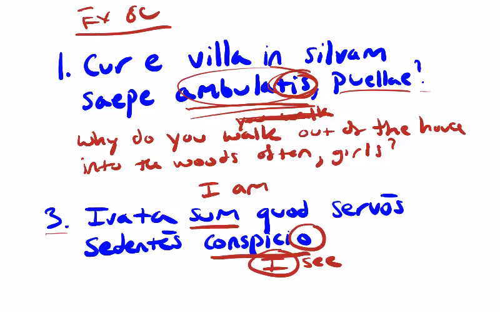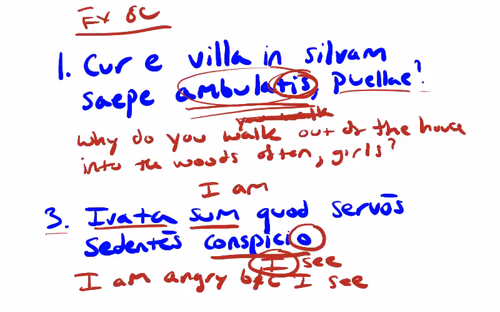So if I take a look at number 3, I'll start with my first verb, which is sum, which we'll learn a little bit more about tomorrow. So that would mean I am. Now I need something to be, and how about irata? I am angry. Quod, because, right? So, because. Now I would need another verb. I need a reason to be angry, and I have conspicio. And instead of looking for a subject, because I have the o at the end, I can just say I, because I see. And now I have servos, which looks to me to be accusative. The servants. Sedentes, sitting.